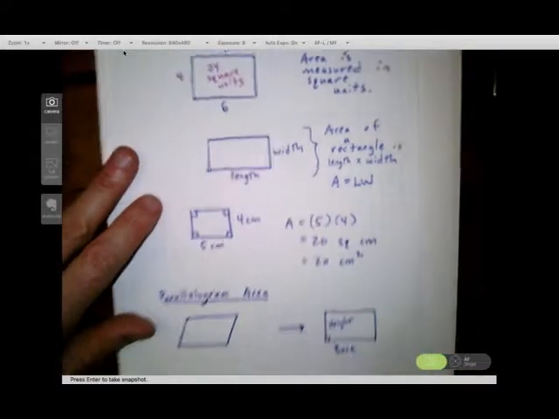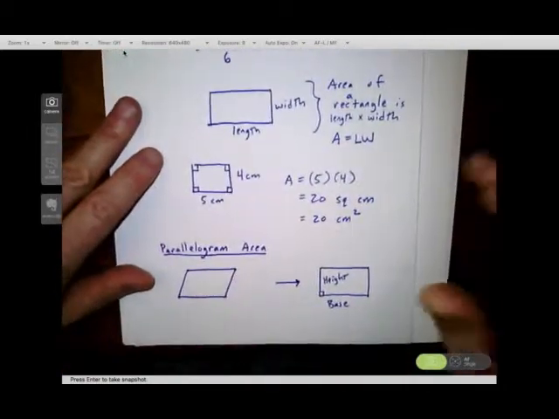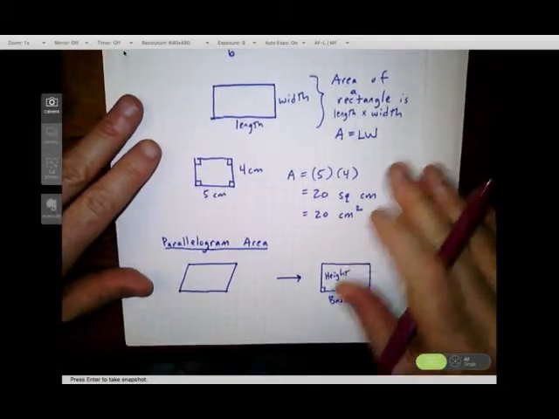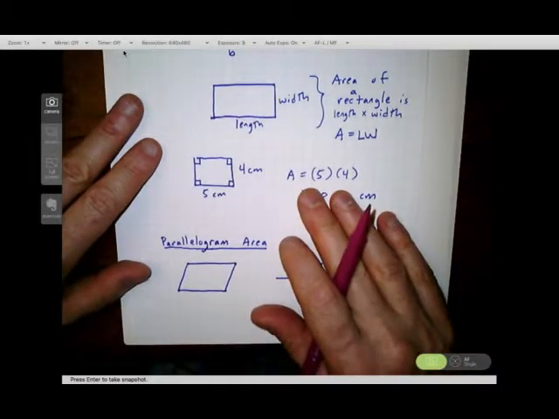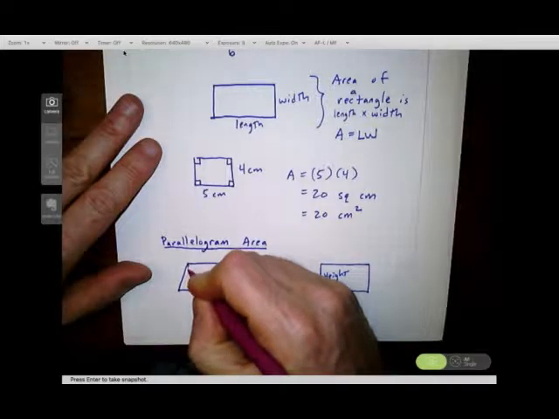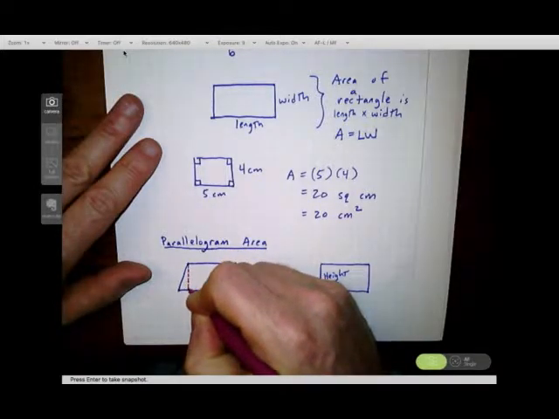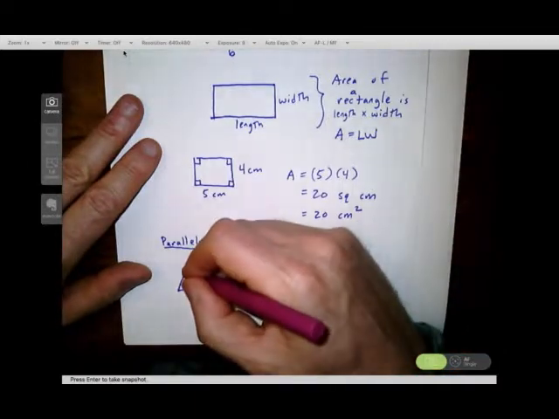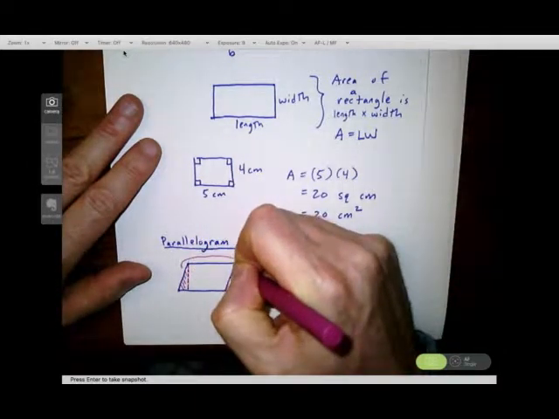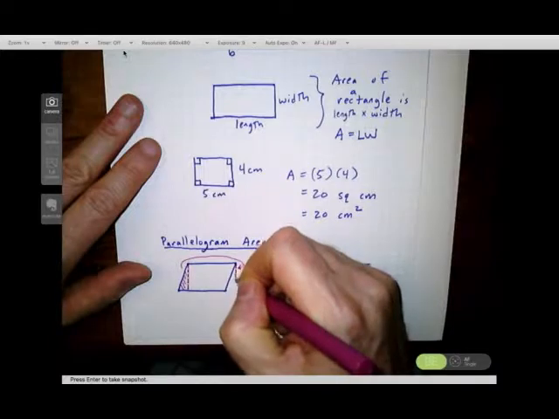Okay, let's look at some of our other shapes. So here we've got a parallelogram. Okay, so how do we find the area of a parallelogram? Well, let me kind of show you how we do that. Let's say I'm going to take this parallelogram and I'm going to cut this triangle off right here. And I'm going to move it over to this side here and attach it right there.